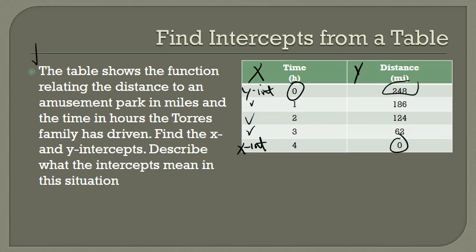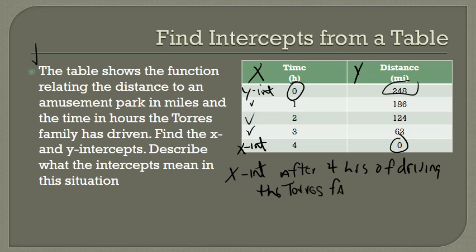Okay. Now, what does this mean? What do these intercepts mean? Well, I've kind of already said that in a way when I went through the table. But the X-intercept means that after 4 hours of driving, the Torres family has arrived at the amusement park. Joy, joy, joy.